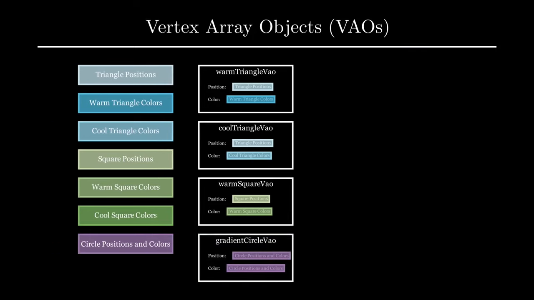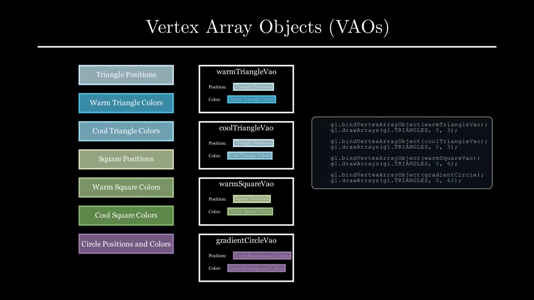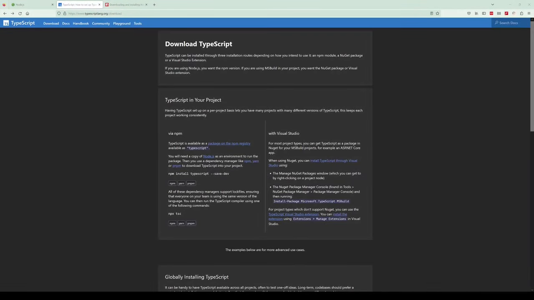Now, to draw an object that has attribute state captured in a VAO, you simply need to bind the VAO again and issue the draw call. That's it. Binding the VAO binds the entire set of attributes it contains. Our code is simpler, and it plays more nicely with the hardware. Wins all around. For the rest of the tutorials in this series, I'll be using TypeScript.